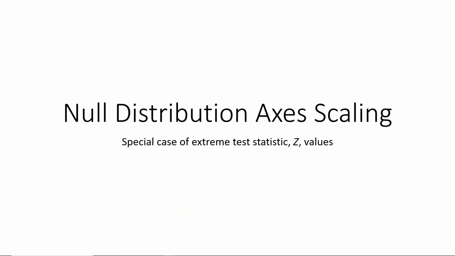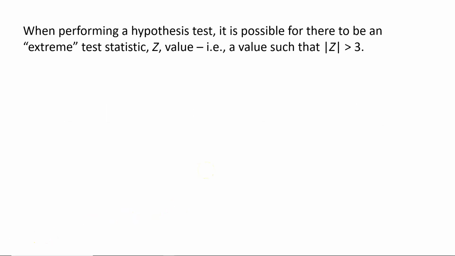This brief video will discuss how to scale the axes of a null distribution sketch in the special case of an extreme test statistic z when performing a hypothesis test. So when performing a hypothesis test, it is possible for there to be an extreme test statistic, or capital Z value. That is, a value such that the absolute value of the test statistic is greater than 3.